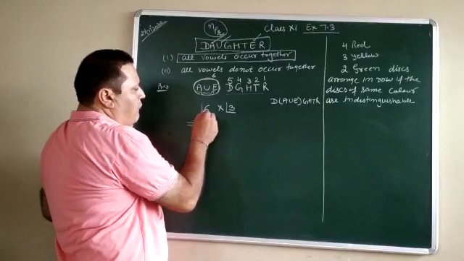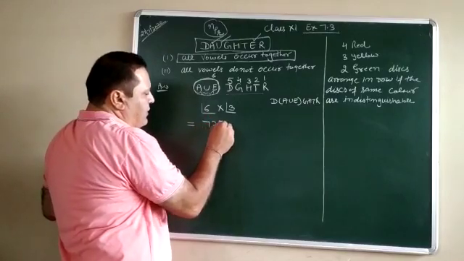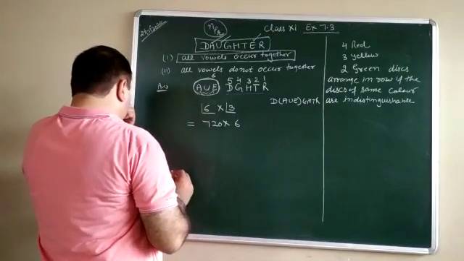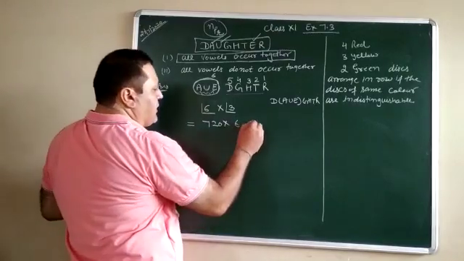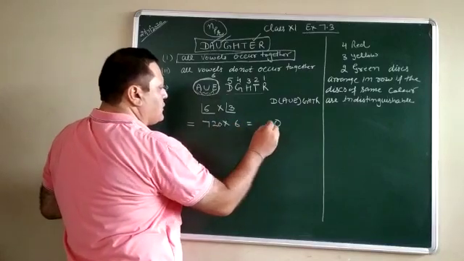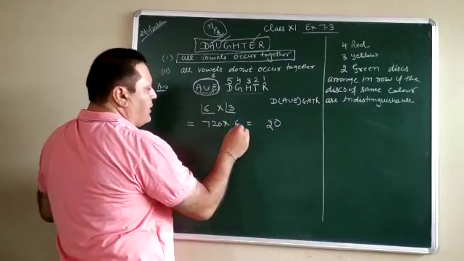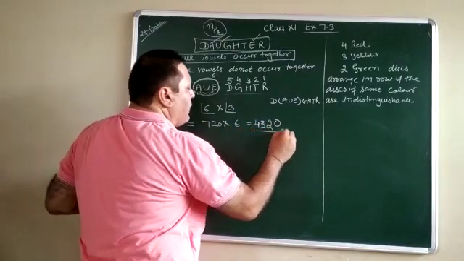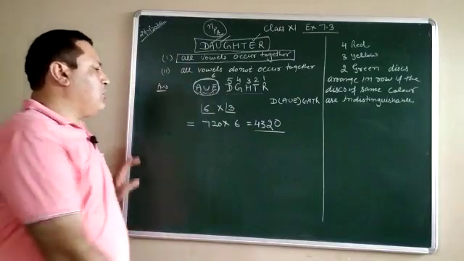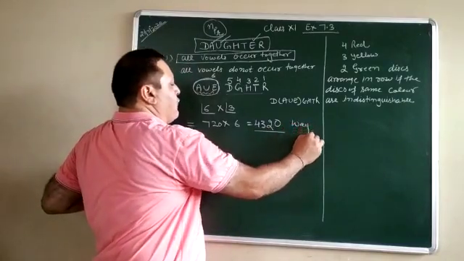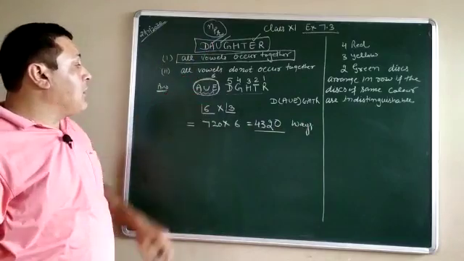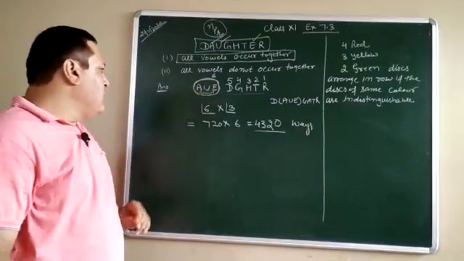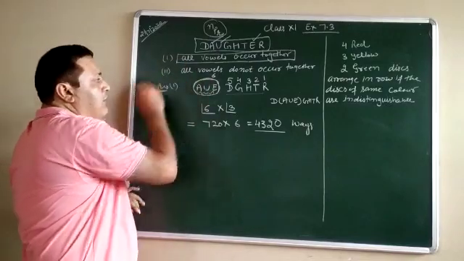So the total number of ways is 6 factorial, that is 720, into 3 factorial, that is 6. After multiplication, 6 times 0 is 0, 6 times 2 is 12, then 1 left, 6 times 7 is 42 and 1 is 43. So there are 4320 ways by which we can arrange the word daughter in such a way that the vowels come together. This is the first part of the question.